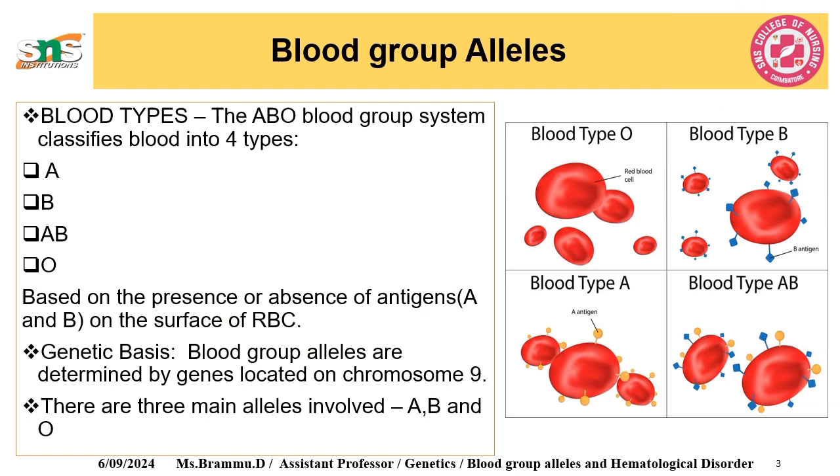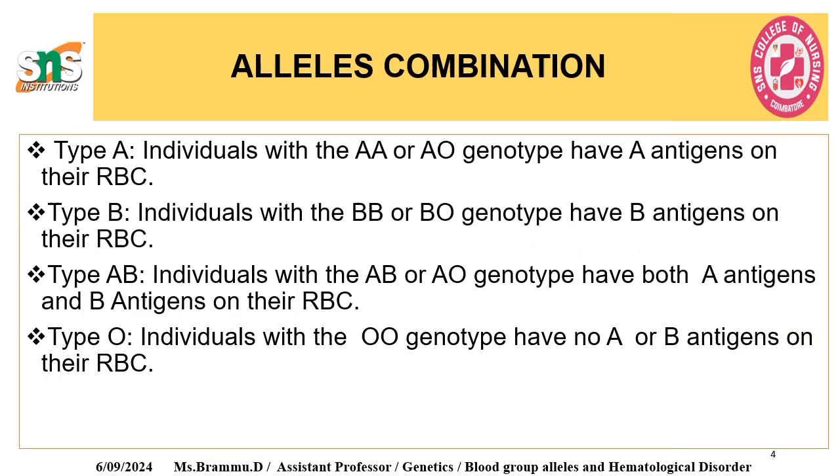Coming to the discussion on blood groups, blood groups are classified into ABO. So it is generally classified as A, B, AB, and O. But based on the presence of the antigen, antigen A and B, on the RBCs, and on the genetic basis, that is the gene makeup on chromosome 9, it also differs. There are majorly three main alleles involved, A, B, and O. So, what is A, B, and O? We'll see in detail about what is A, B, O, and AB.